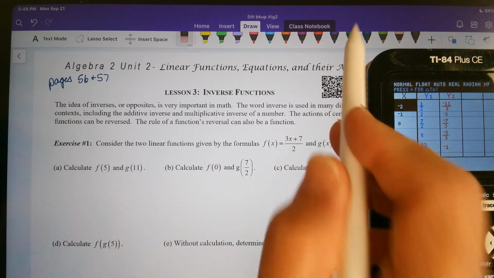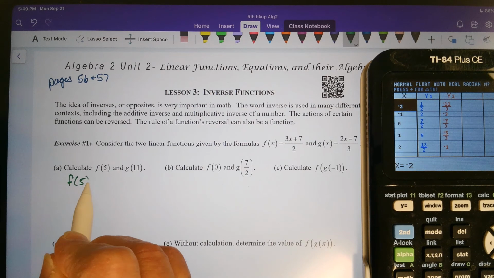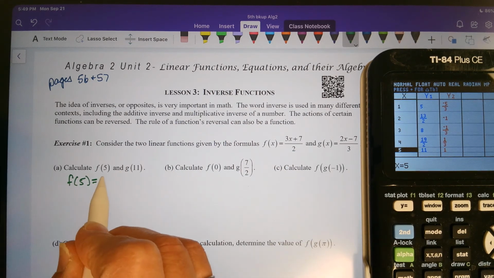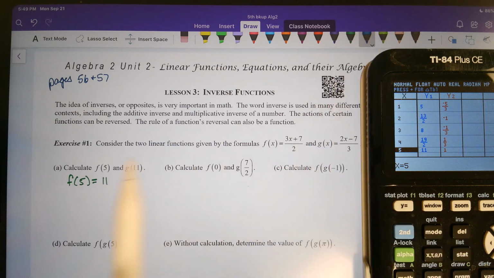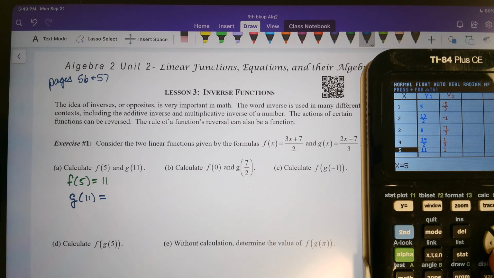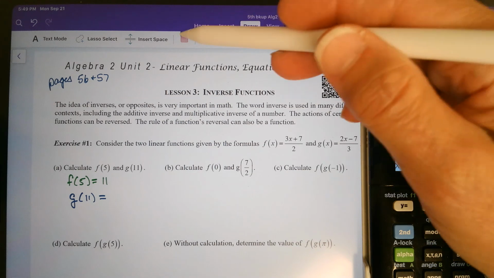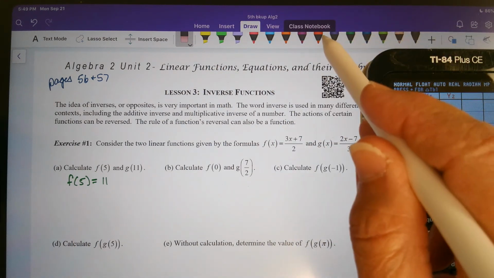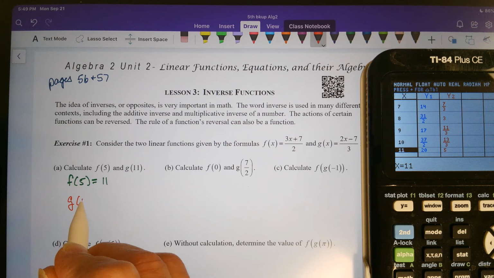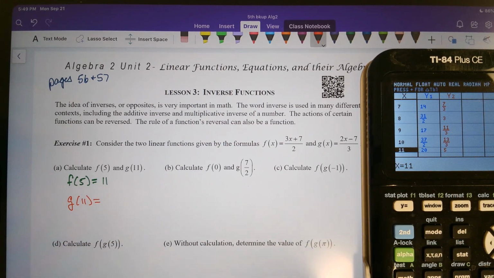Alright, so f of 5. F of 5 is going to equal, from the calculator, let's see, f of 5 is 11. And now what is g of 11? Actually, I'm going to change this to red, because my g of x function is in y2, which is in red. So g of 11 is equal to 5.